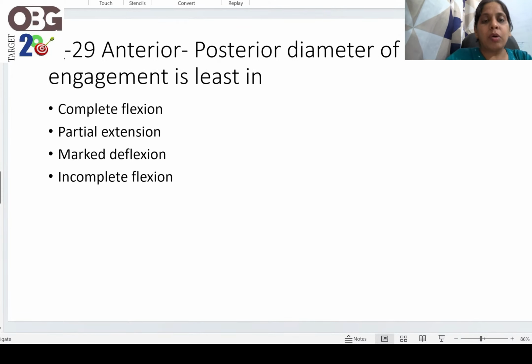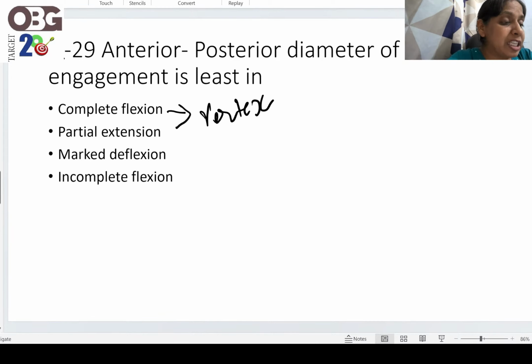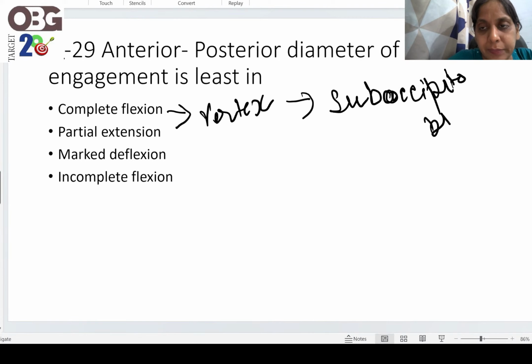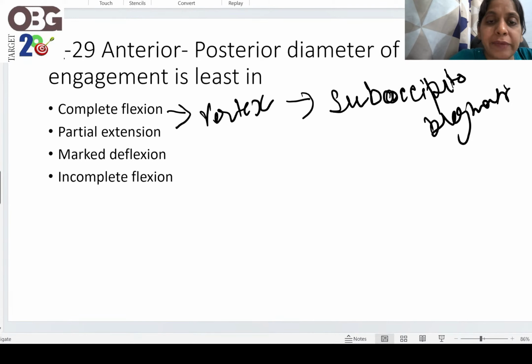Okay? Anterior-posterior diameter of engagement is least in complete flexion, because in complete flexion the presentation is vertex and the anterior-posterior diameter in vertex is suboccipitobregmatic. Already we did it. Okay.